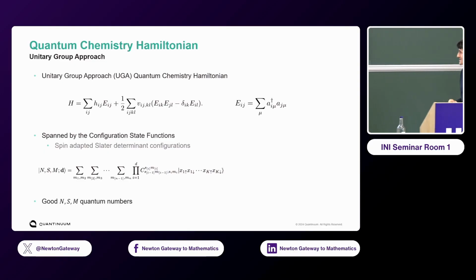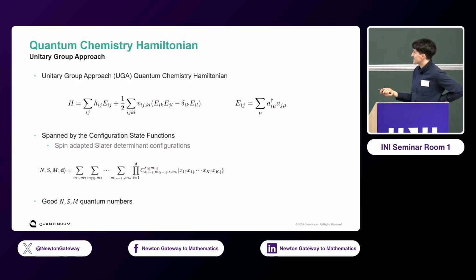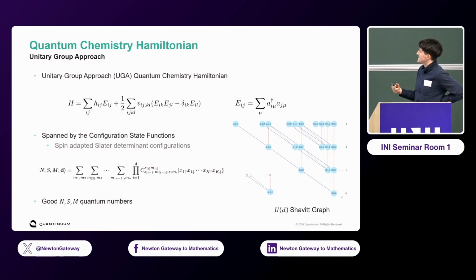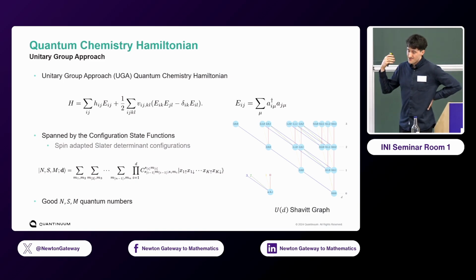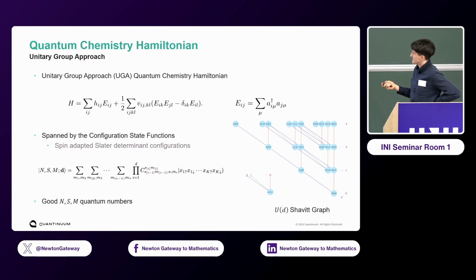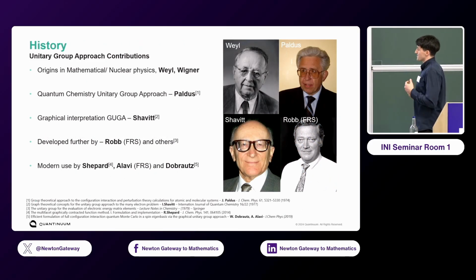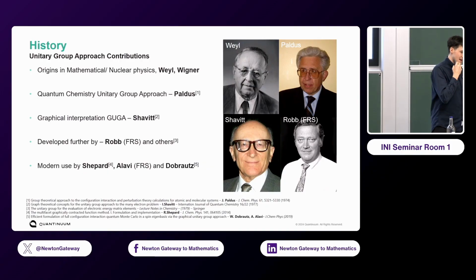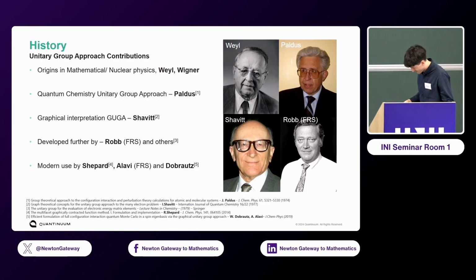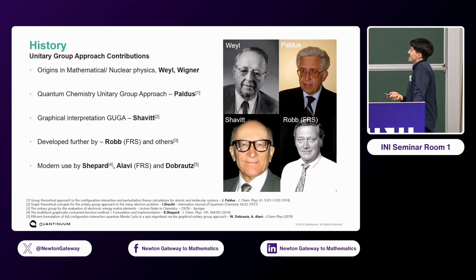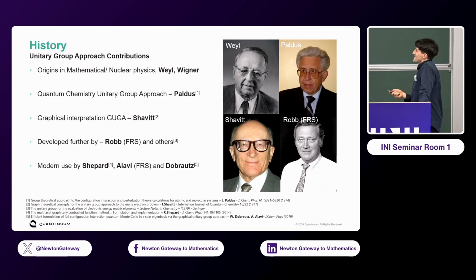And what's very nice is that there's a very deep mathematical physics interpretation of this, in that the indexing of these basis functions can be represented via a very famous Bratteli diagram, which is known as the Shavitt graph in the literature. So this obviously goes very far back in terms of mathematical physics. Anything about mathematical physics comes from Hermann Weyl and Wigner. Then in the 70s, this was brought to quantum chemistry via Joe Paldus, and this was wrapped into a nice graphical framework via Shavitt.